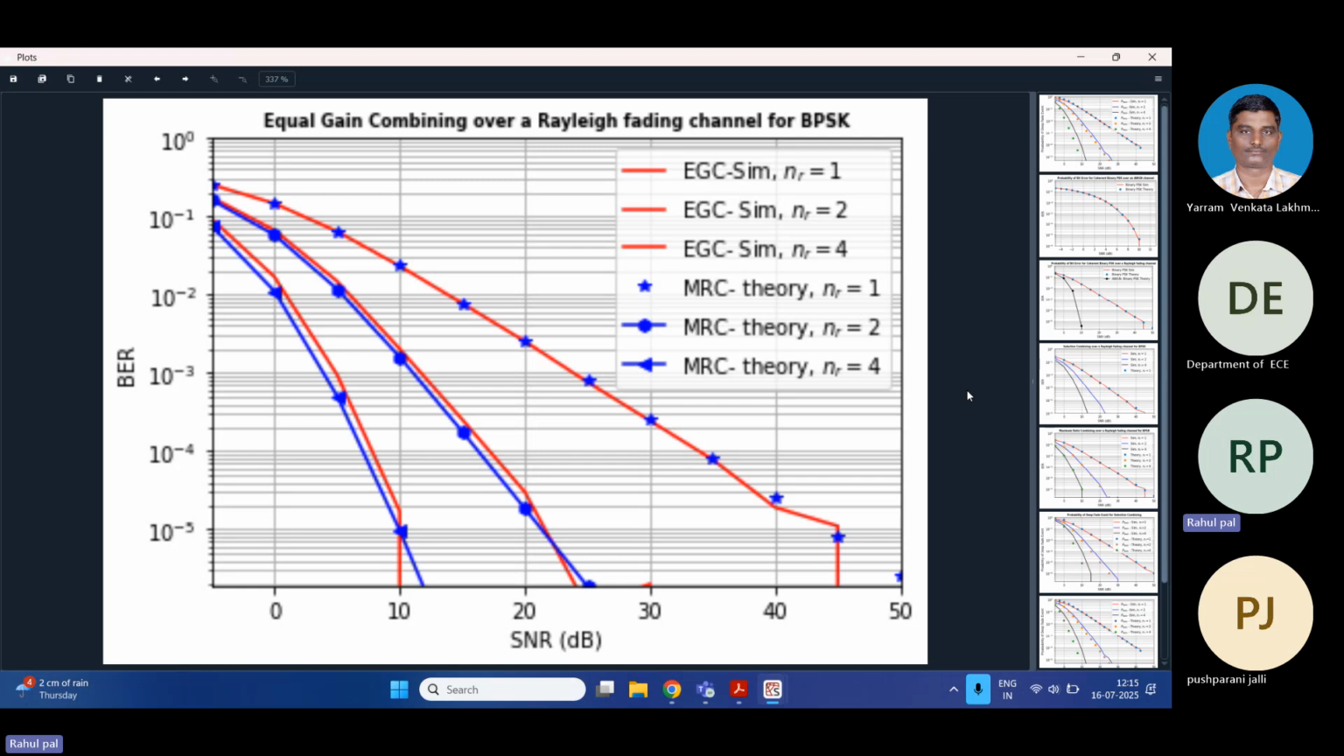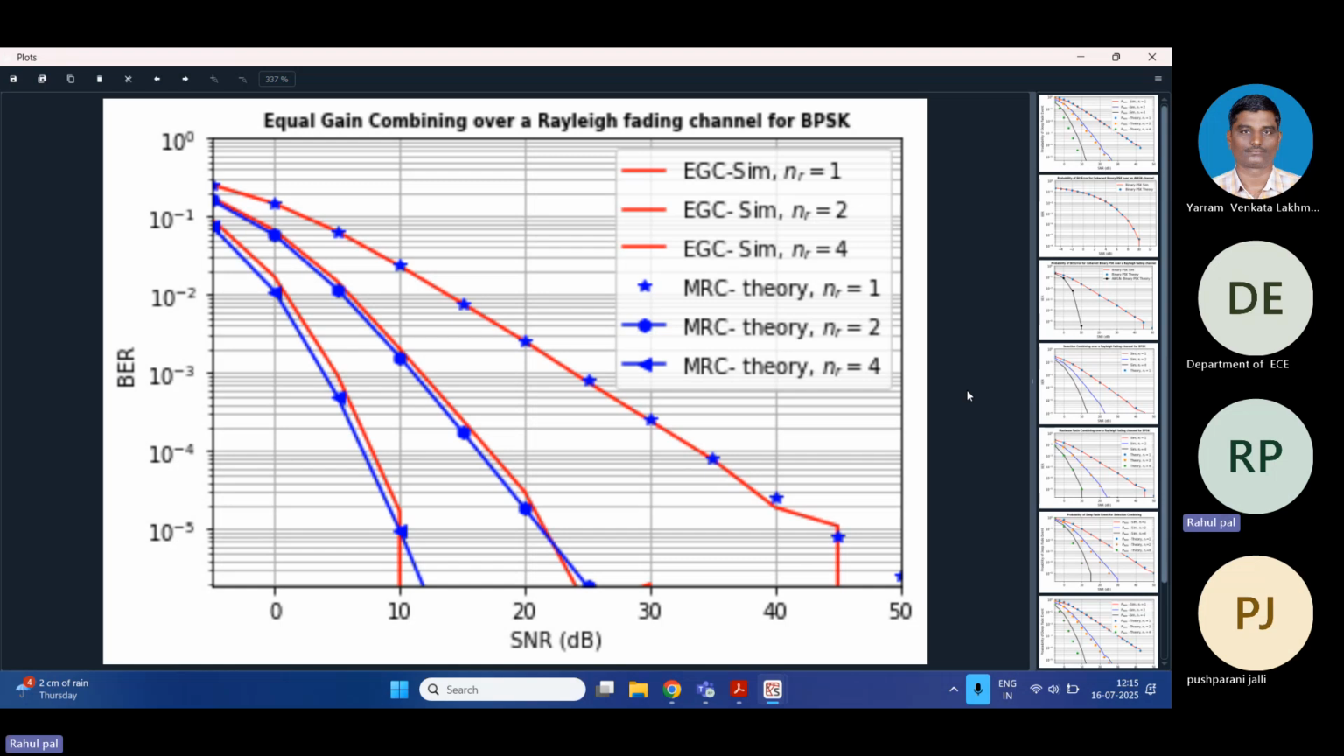Yes, blue one is better, because we will be getting the lower probability of error. Okay. So now you can see it means MRC is giving good performance compared to the equal gain component. Okay. Although equal gain component is easy to implement compared with the MRC.